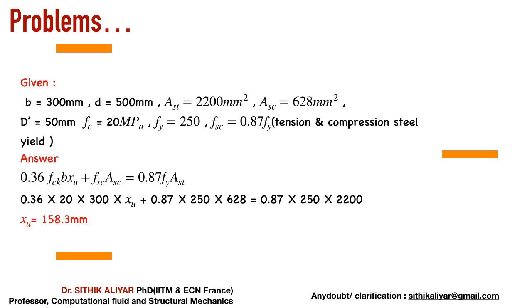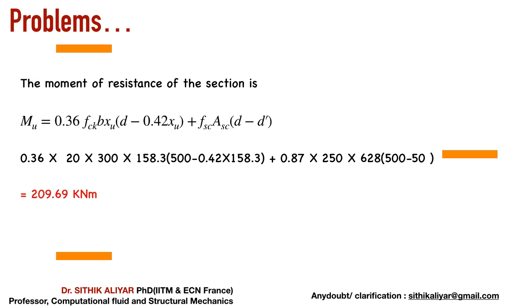You know all the formula to determine the neutral axis: C1 plus C2 equal to T. You put all those values, you will get the neutral axis as 158.3 mm. Then the moment of resistance is direct formula substitution, 0.36 FCK, again C1 L1 plus C2 L2, substitute everything, and you will have the bending moment it can take, again around 200 kilonewton meter. Please remember all those answers.